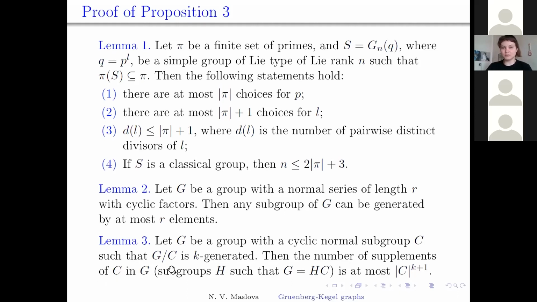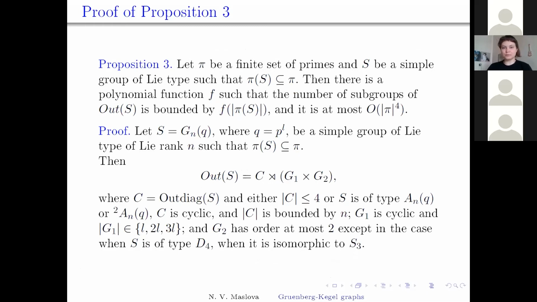What is a supplement? A supplement is a subgroup H such that G can be represented as a product of H and C. And the number of such supplements is at most the order of C to the power k plus 1. There, k is the number of generators of the factor group G by C. It's not hard to prove. So let us prove proposition 3.